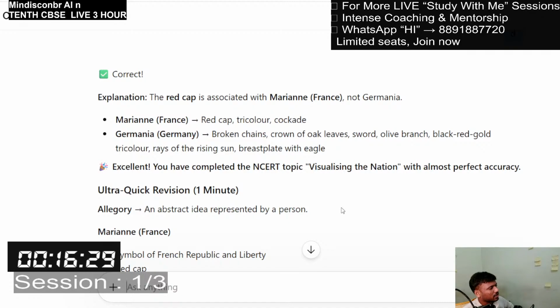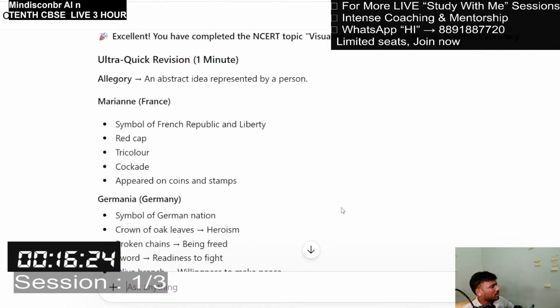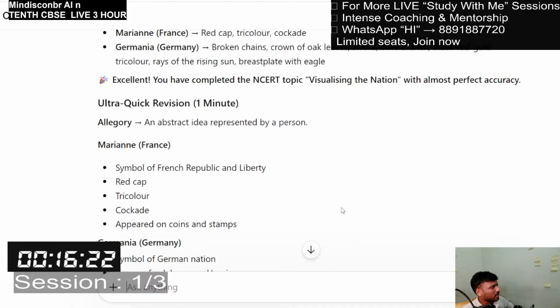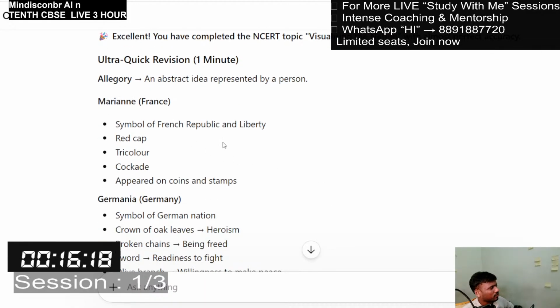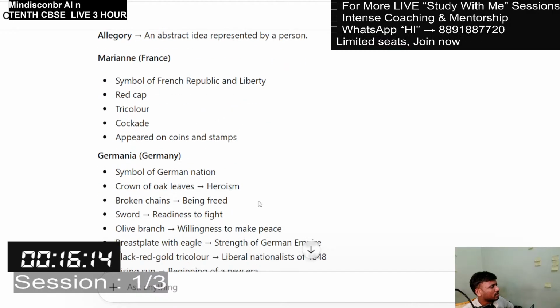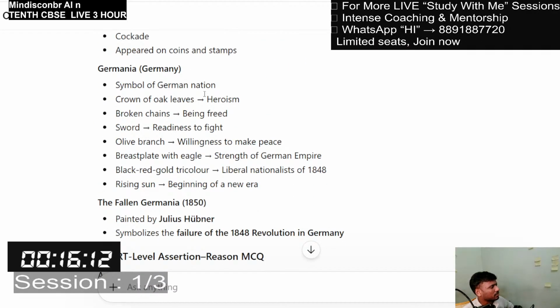Excellent. You have completed the NCERT topic Visualizing the Nation with almost perfect accuracy. One minute revision. Allegory: an abstract idea represented by a person. Marianne, France: symbol of the French Republic and liberty. Red cap, tricolor, cockade; appeared on coins and stamps. Germania, Germany: symbol of the German nation.